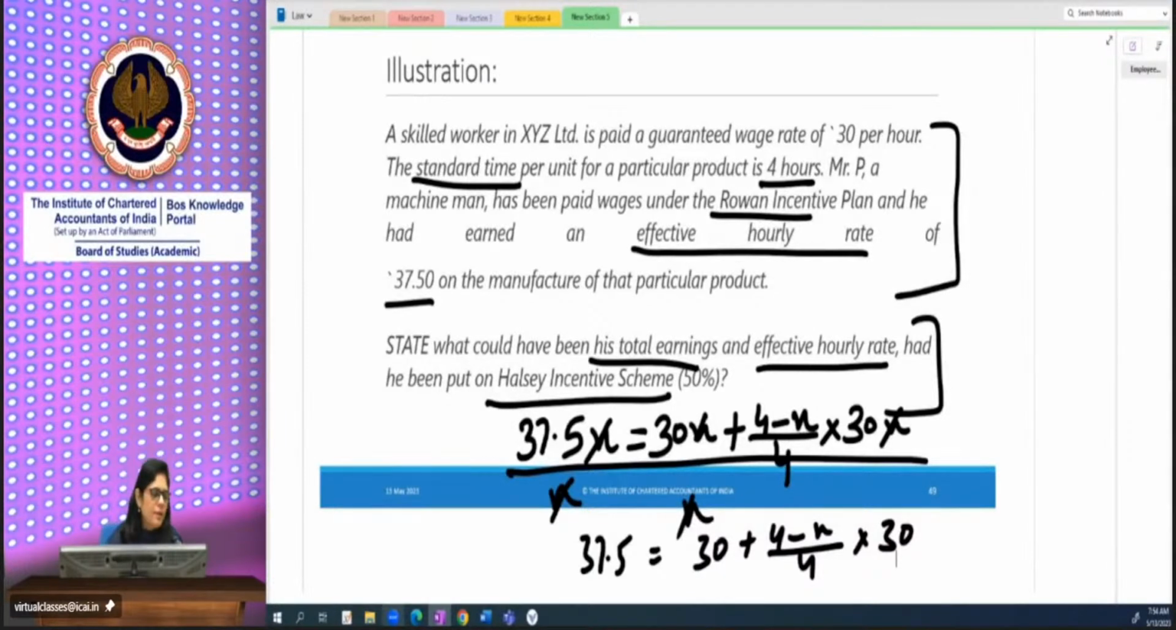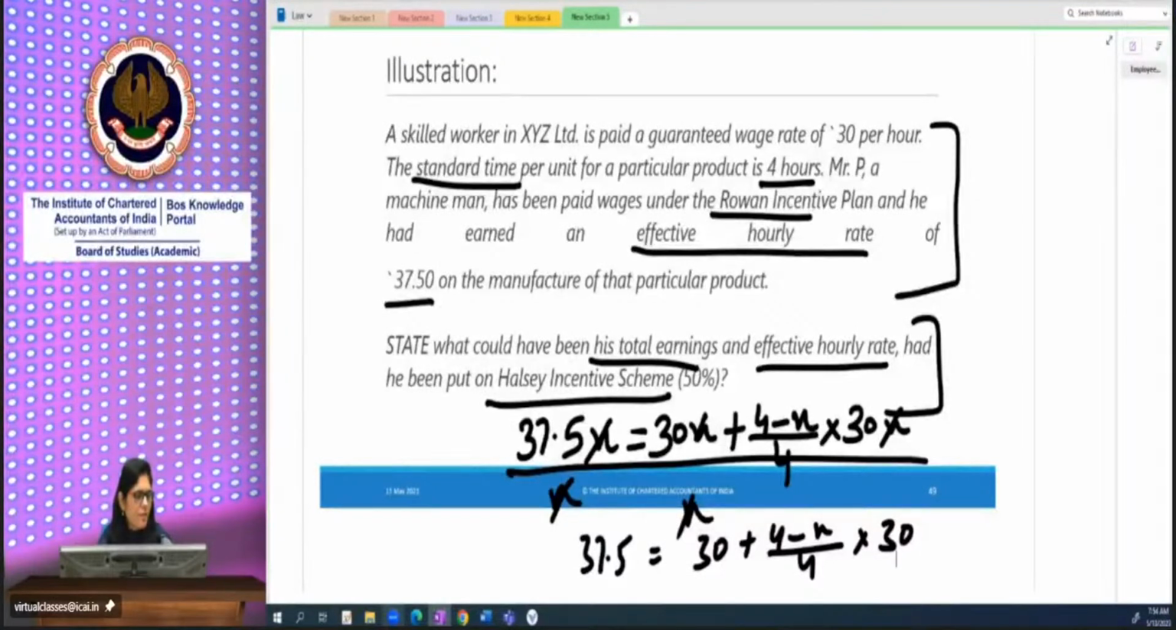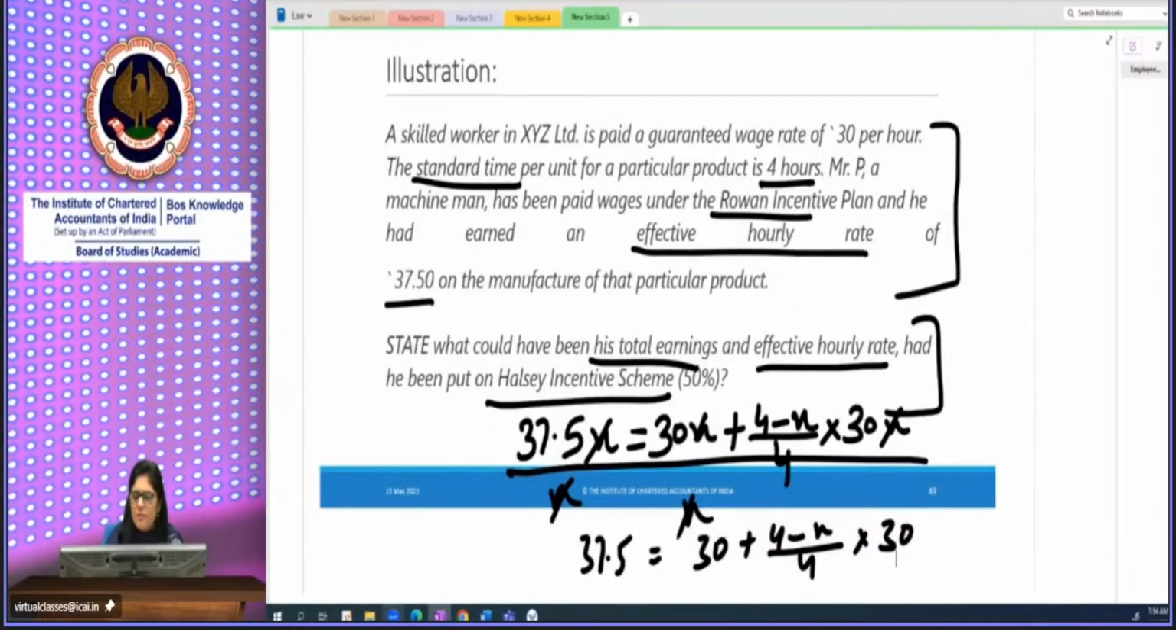Any other answer? Yes, under Halsey earnings will be 105. Let us see. So when you solve it, X comes out to 3 hours. Time taken is 3 hours.